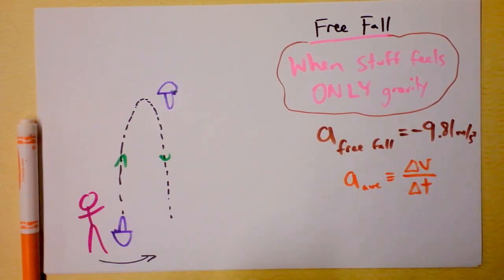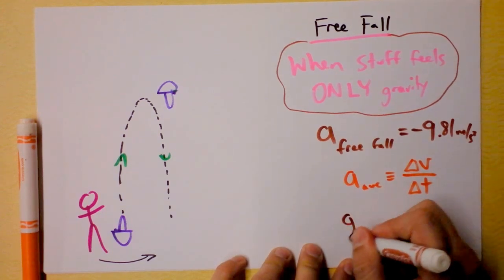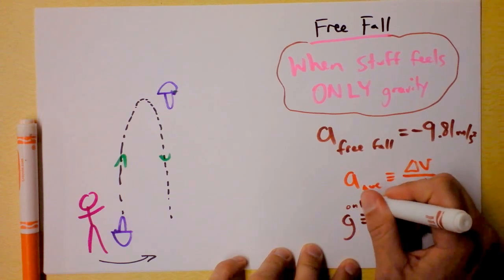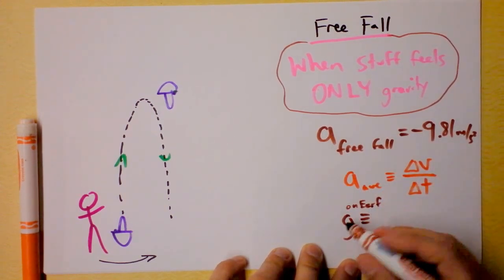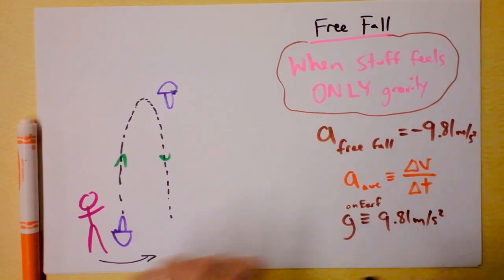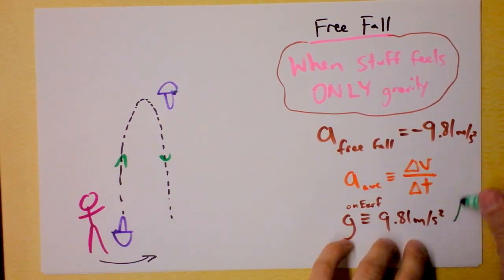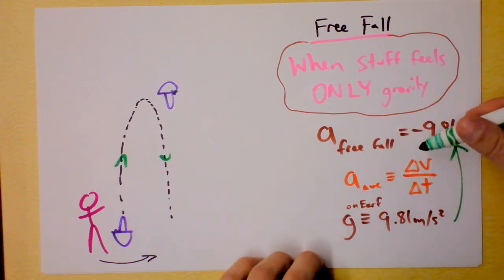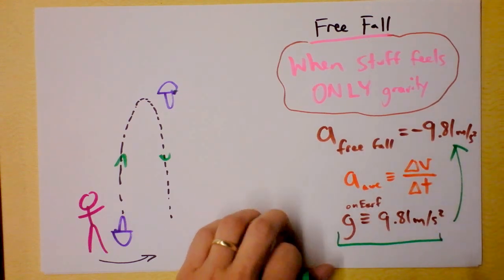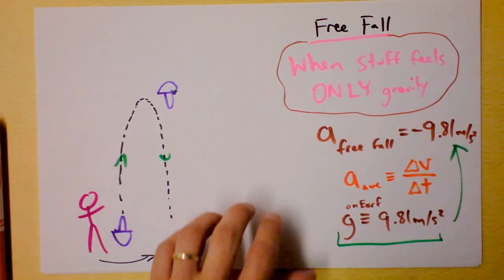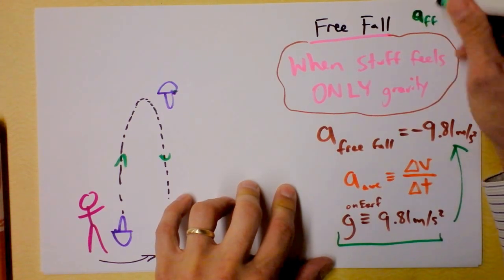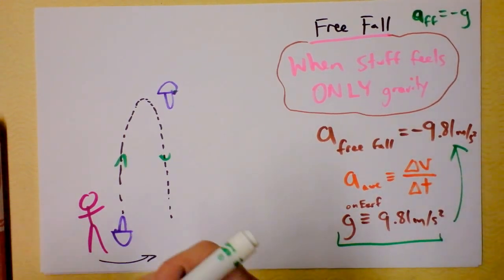I want to make one more definition before I ask you some tricky questions, and that definition is baby G, and baby G is this number, at least on Earth. I'm going to say on Earth. Now, on Earth, baby G is equal to 9.81 meters per second squared. So notice the connection between these two equations. I just want you to say that the acceleration of free fall is downward and it has this strength right here. So I'm looking at baby G. My hope for your idea of baby G is that baby G is how big gravity is, and the acceleration in free fall is negative baby G, just because we need it to be downward.